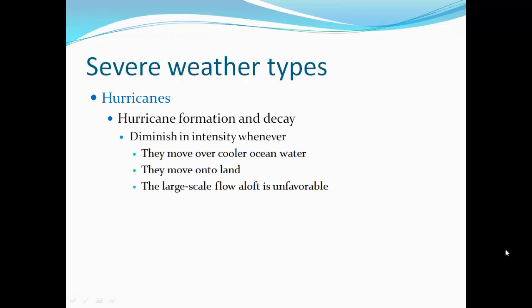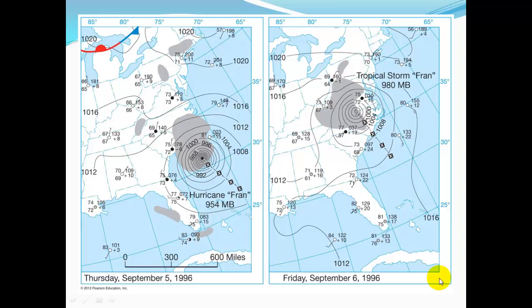Hurricanes will decay when they move over cooler ocean water. When they move onto land, they don't seem to die very quickly. Usually when you move onto land, there's a topographic difference, and especially if that land mass is very dry, it sucks some of the energy right out of it. Large-scale flow aloft can also be unfavorable: sometimes there are pressure systems that the hurricane doesn't like, which will weaken it. So here we have a weather map.